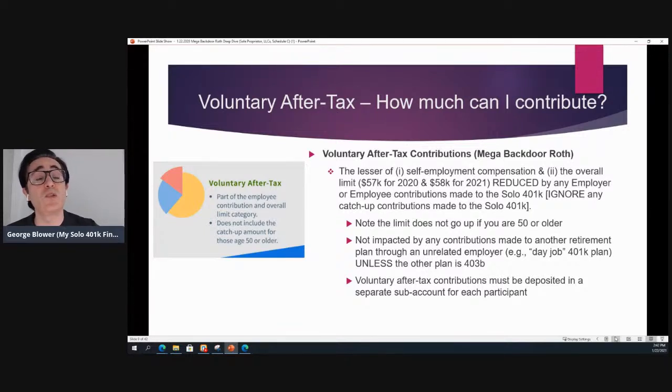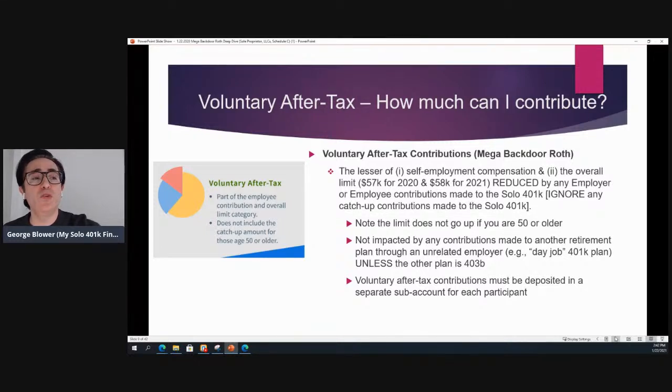So if you put in $19,500 as an employee and $20,000 as an employer, that's going to be $39,500. So you could do the difference, the $8,500, assuming that you have the self-employment compensation to justify it, as an after-tax contribution. Note that the limit does not go up if you're 50 or older. That overall limit actually doesn't go up. You ignore the catch-up contribution. So effectively, you can contribute more, but not as an after-tax contribution. And we'll see that with a couple of the scenarios and examples that we give.